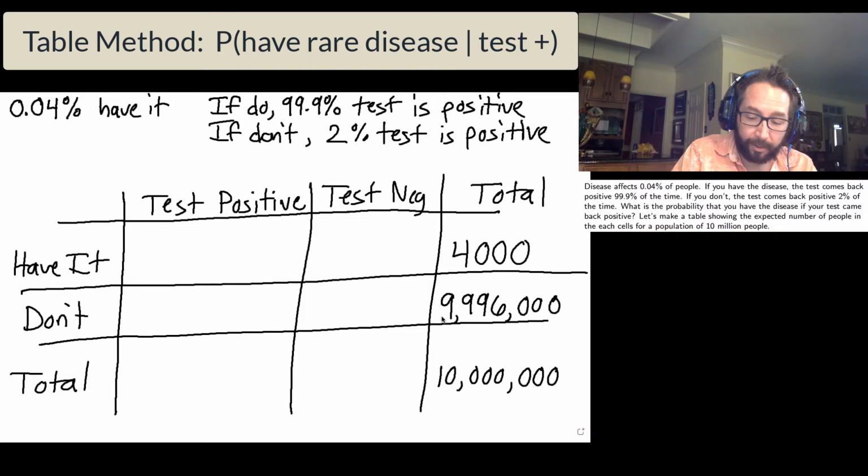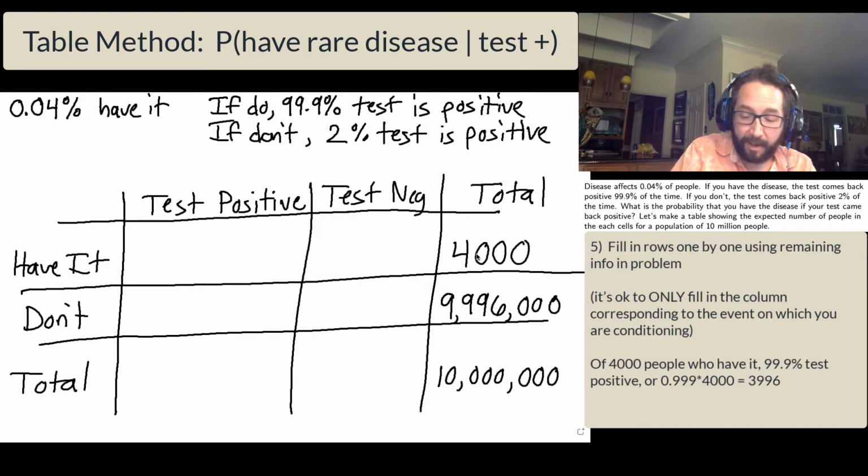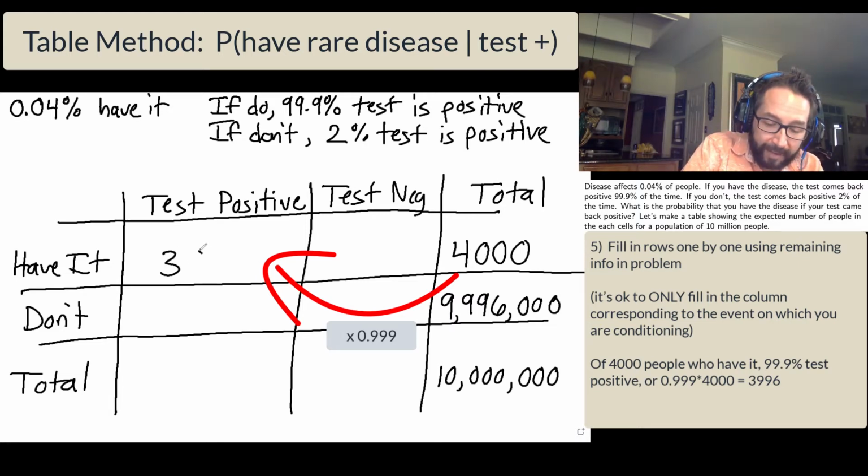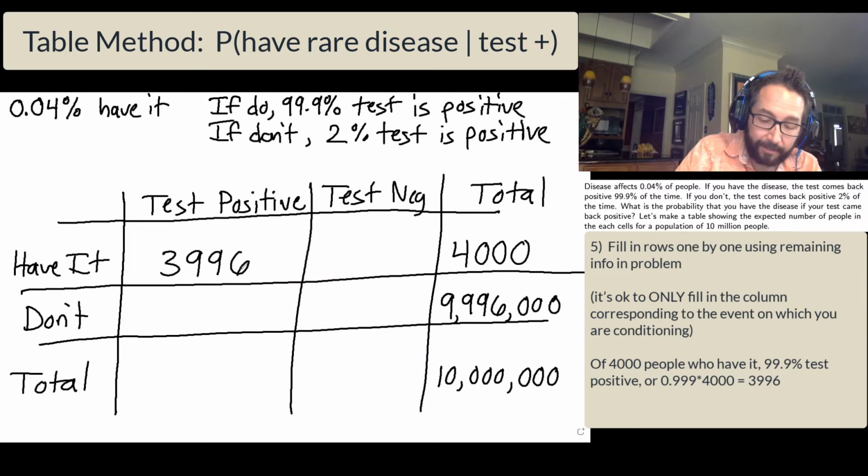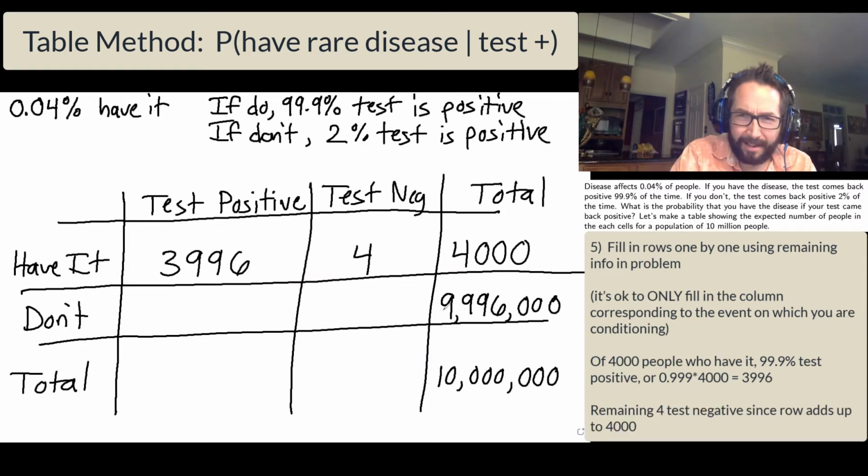All right, so let's work with the top row here. Let's imagine that we're one of these 4,000 people that do have the disease. Sometimes the test will come back positive, sometimes negative. One thing that we know is that if we do have the disease, 99.9% of the time the test comes back positive. So 99.9% of 4,000 works out to be 3,996. Therefore, the remaining 4 people that have the disease end up with false negatives.